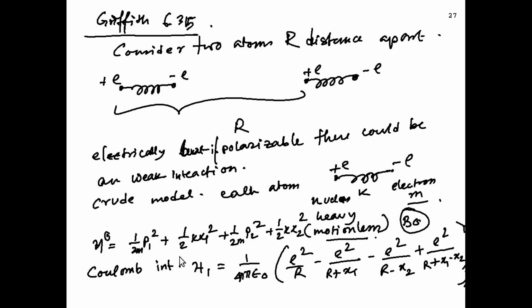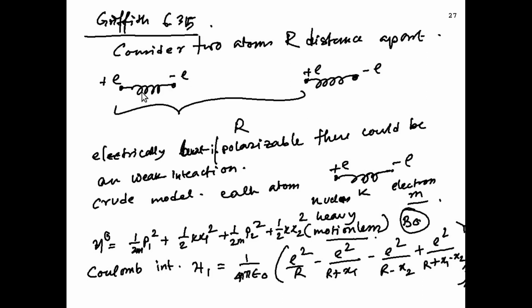So the dynamics will be only decided by the electrons. So what is the Coulomb interaction? The Coulomb interaction will have a first term, which is between the nucleus plus e. The second term is between the electron of one and the nucleus of the other, and the nucleus of the one and the electron of the other.